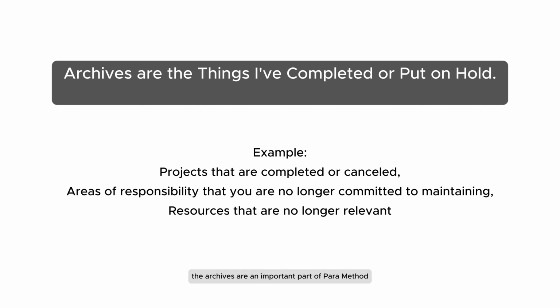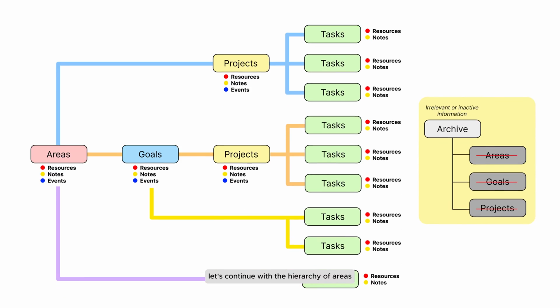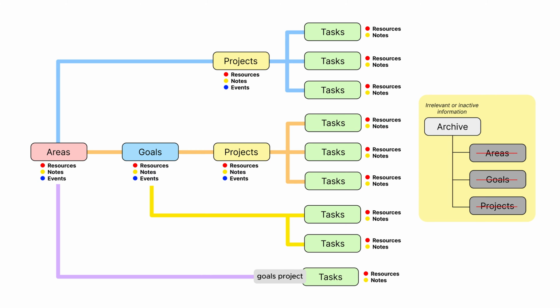The archives are an important part of the PARA method because they allow you to place a folder in cold storage so that it doesn't clutter your workspace, while safekeeping it forever just in case you need it. Let's continue with the hierarchy of areas, goals, projects, and tasks to organize our life.